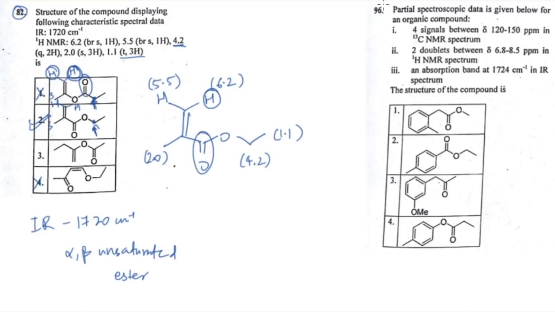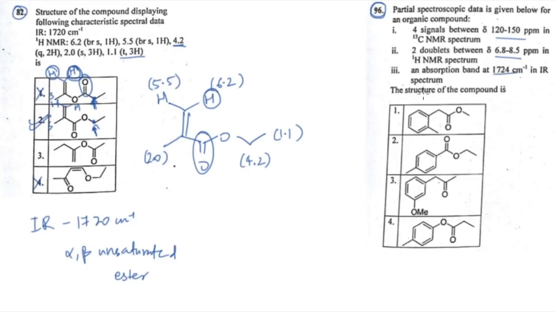Fine. Okay, now we'll talk about this particular question over here. It says that the partial spectroscopic data is given below for an organic compound. Okay, and the data shows you that you have 4 signals between 120 to 150 ppm for carbon 13 NMR, and then it shows that you have 2 doublets between 6.8 to 8.5 ppm in the proton NMR spectrum, and the third thing which was given to you was that you get an absorption band at 1724 centimeter inverse.